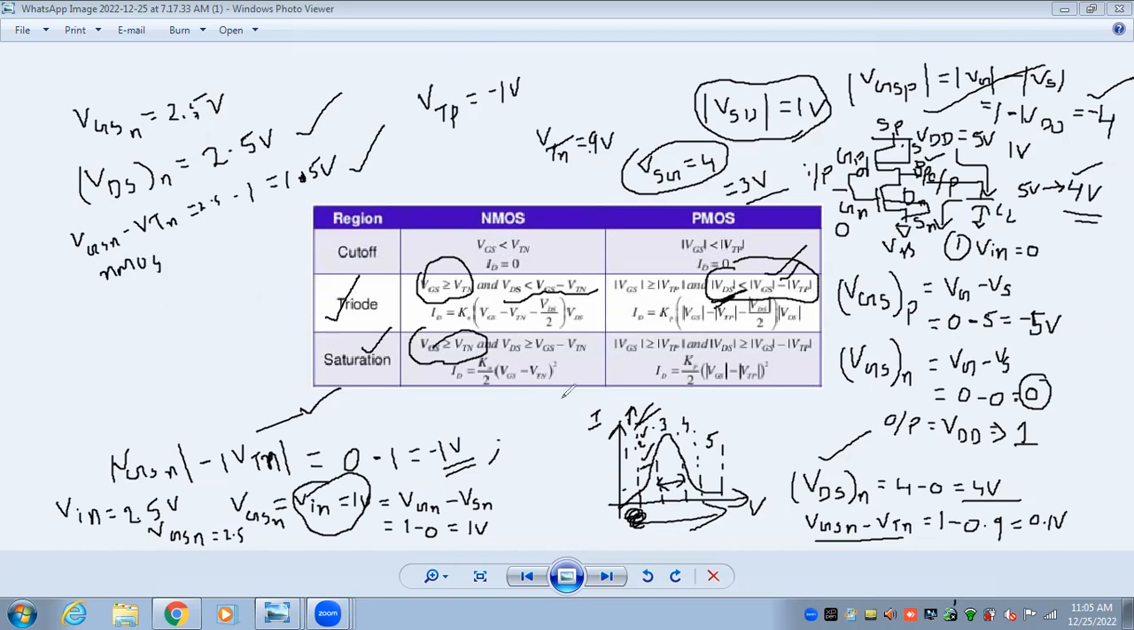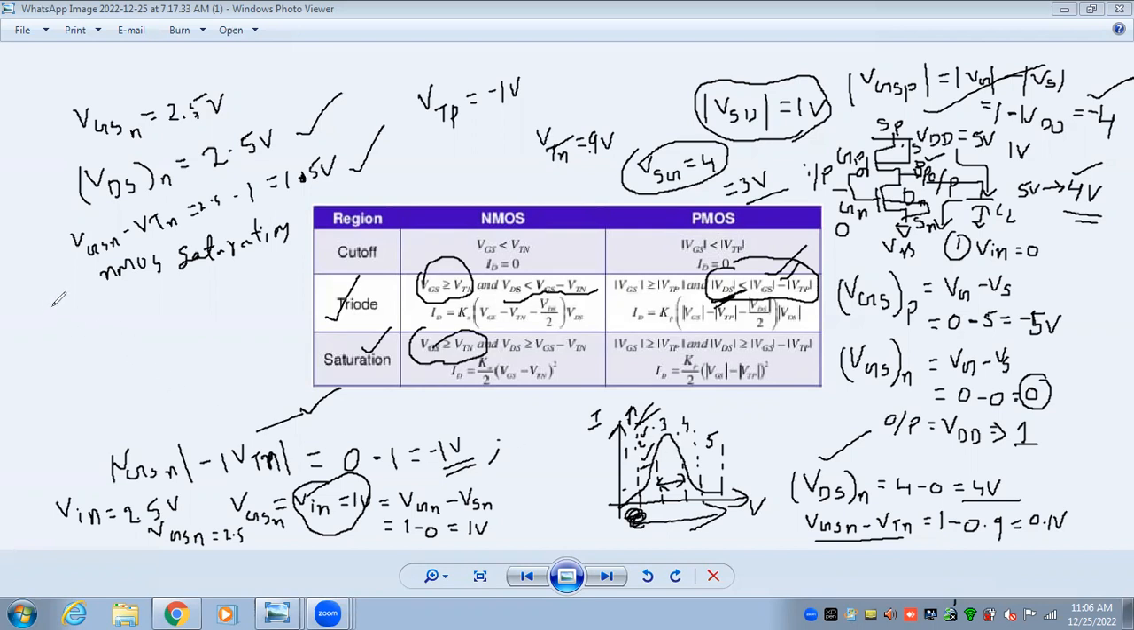In this diagram, the third region, NMOS is still in saturation region only. NMOS is in cut off in the first region of operation, in the second region it enters directly into saturation, and in the third region it is also still in saturation region.